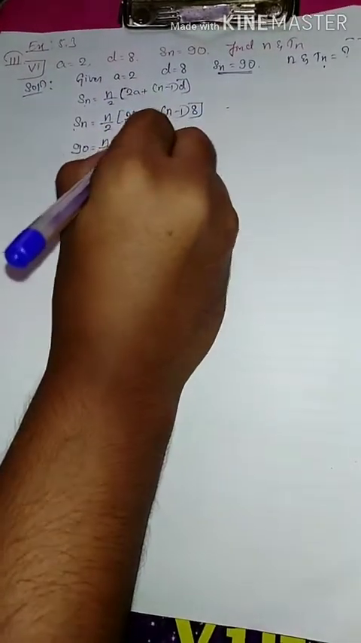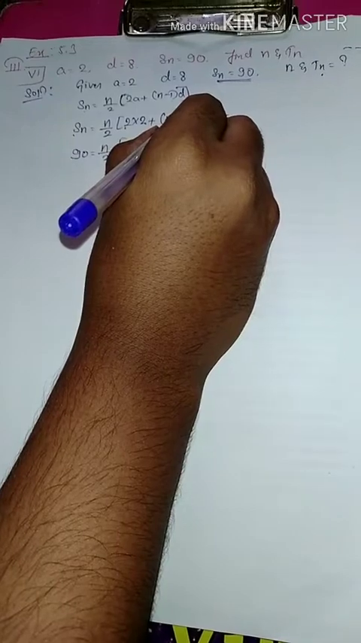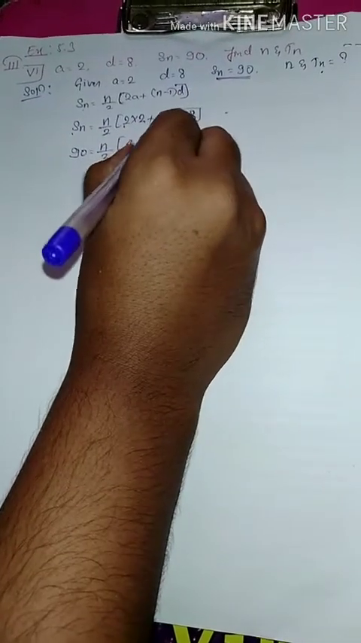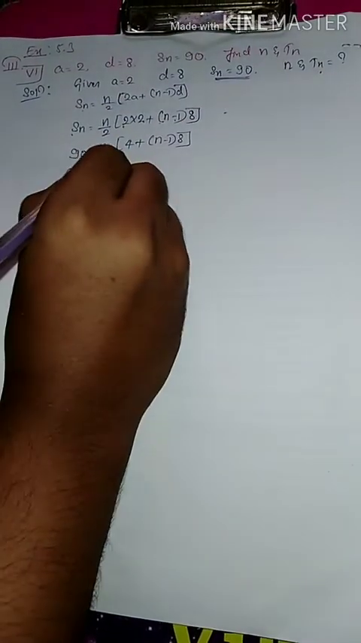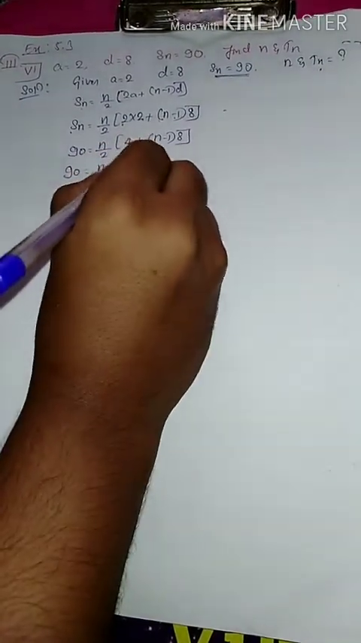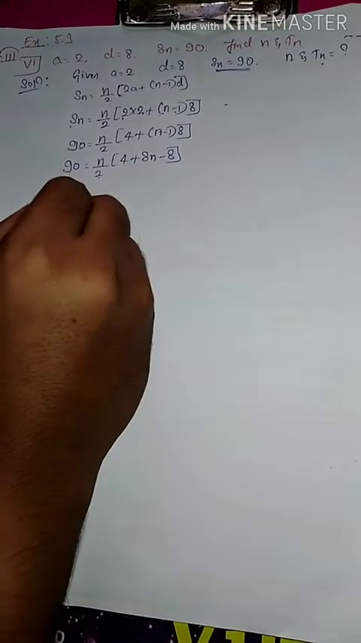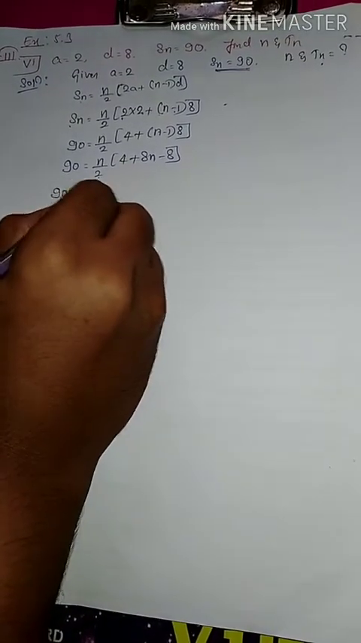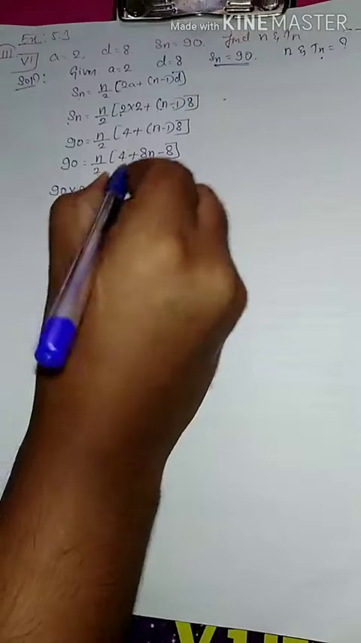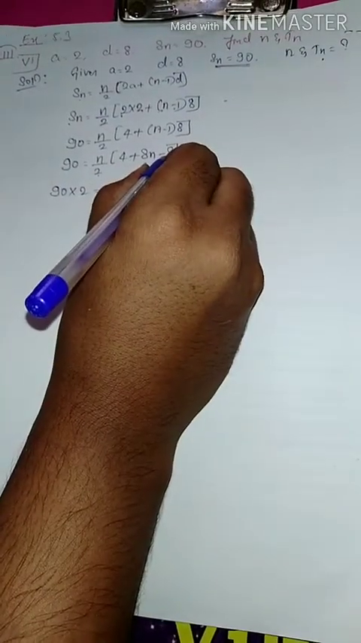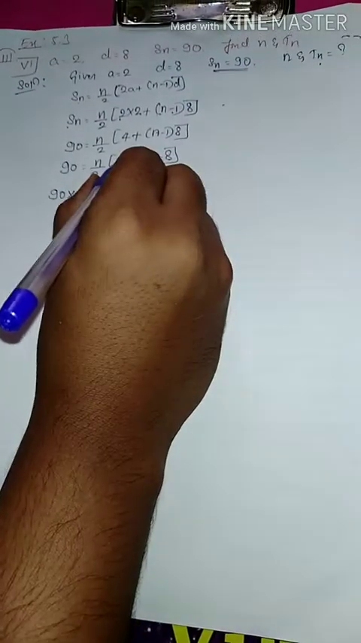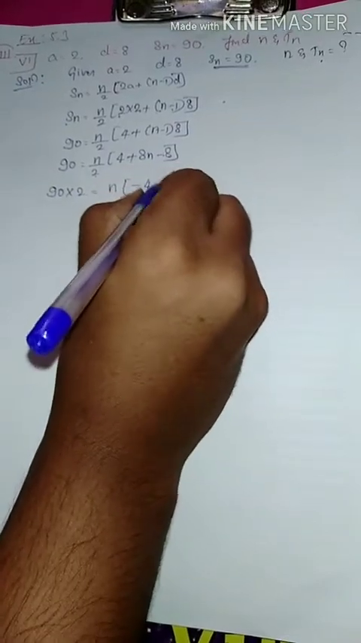2 2s are 4 plus n minus 1 is 7. Sorry, n minus 1, right, as it is. n minus 1 into 8. So 90 is equal to n by 2 into bracket 4 plus 8n minus 8, 1s are 8. And this 2 moves to left hand side, becomes multiplication. 90 into 2 is equal to n into 4 minus 8 is minus 4 plus 8n.